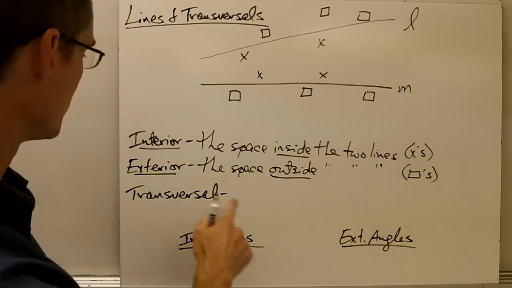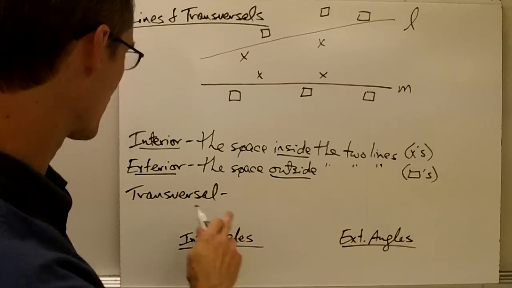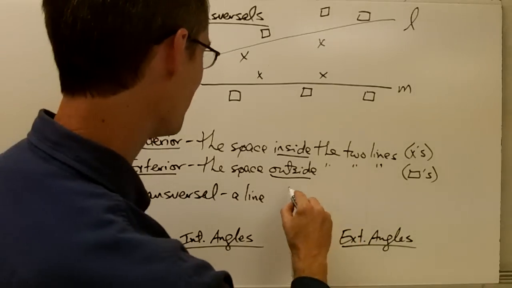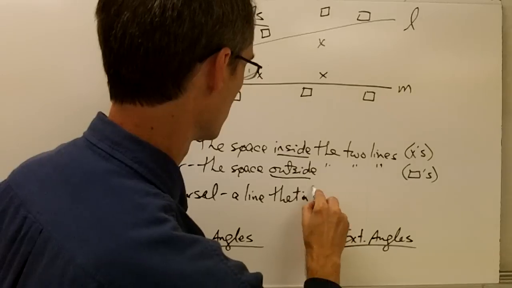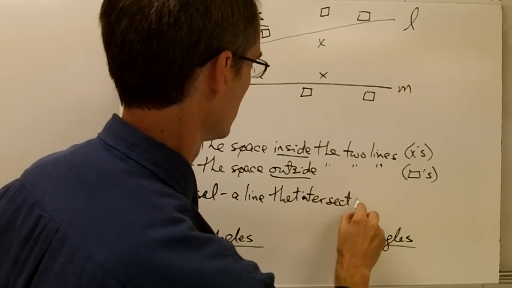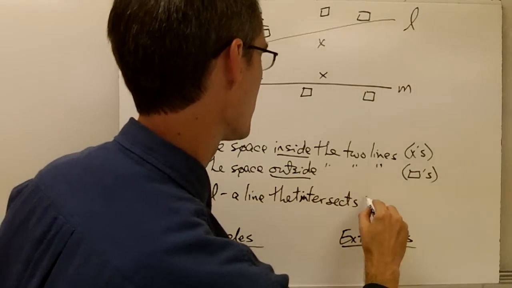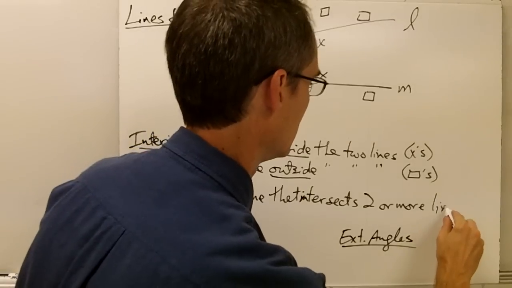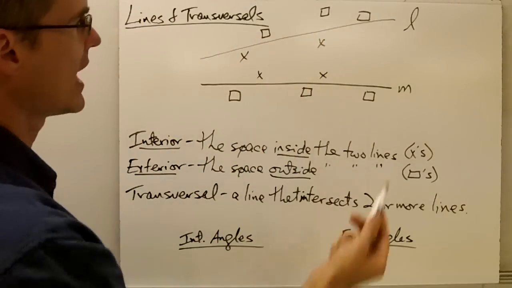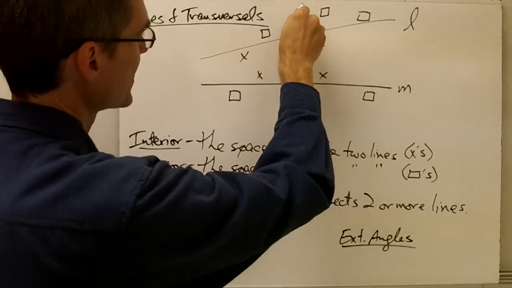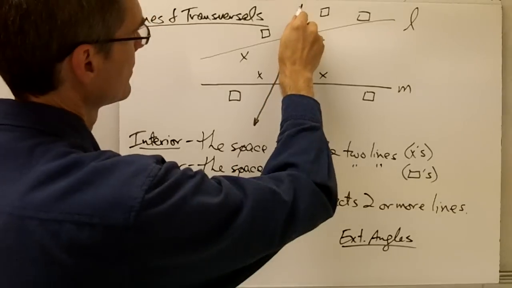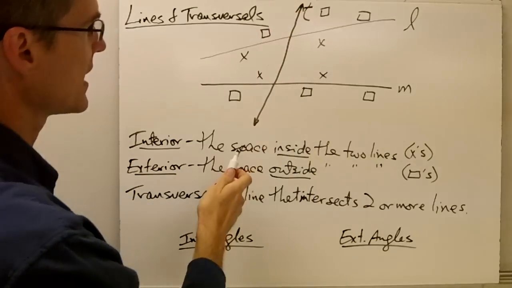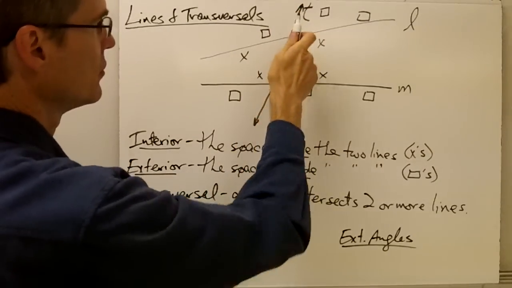All right, now I want to define this thing called a transversal. A transversal is just a line, a particular type of line, a line that intersects two or more lines. So here I have these two lines, L and M, and if I draw another line that intersects both of these lines, let me call this line T. Well, line T is a transversal because it's intersecting these two other lines.